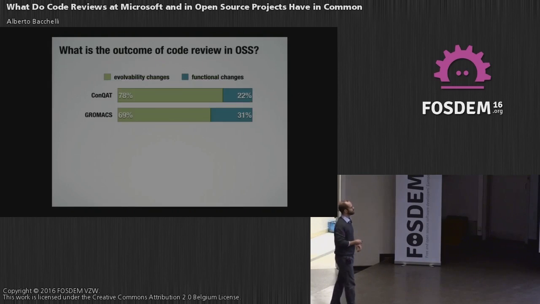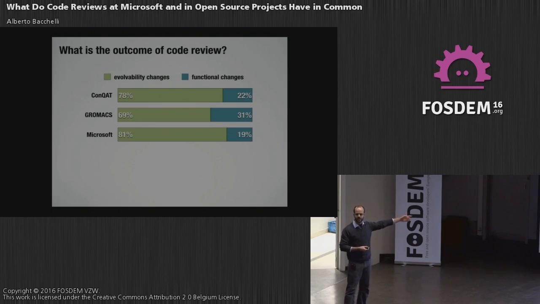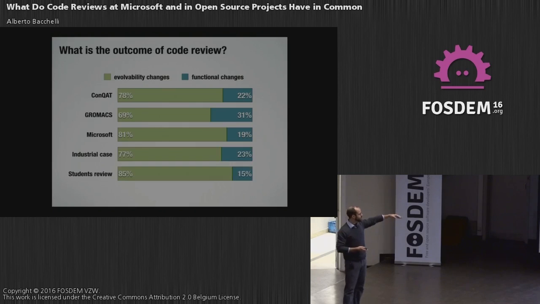So to make this a bit bigger, basically, both in Concat and Chromium, the biggest amount of changes triggered by code review are about evolvability. So better comments, better variable names, better white spaces, and so on. And much fewer changes were about functions in the source code. And if you compare this to Microsoft, results are pretty similar. And if you also look at another two studies, done by different researchers completely separate from us, they also found this.